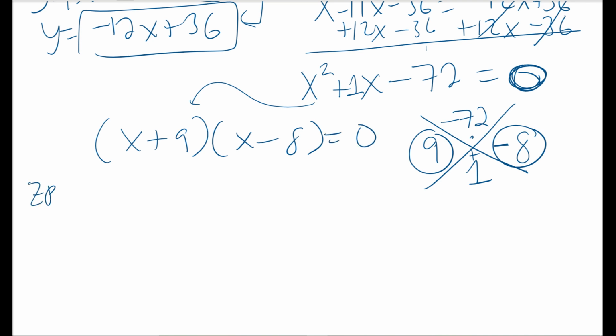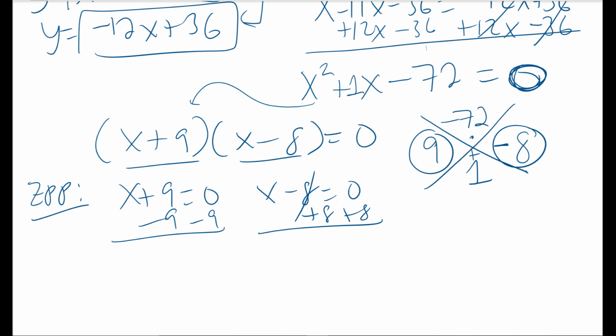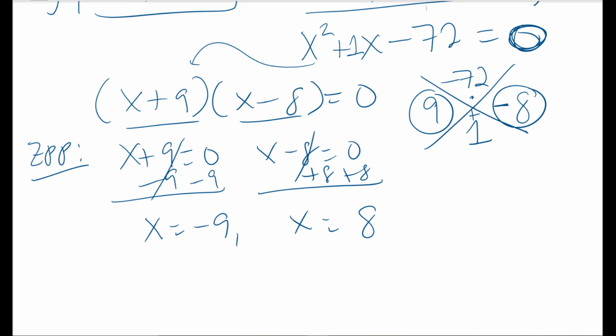Then use the zero product property, ZPP. x plus 9 equals 0, x minus 8 equals 0. Subtract 9 here, add 8. x equals negative 9, x equals 8. So we solve for x. Next, we got to find y. Once we find y, then we get our coordinates, we get our answer, and that's it.